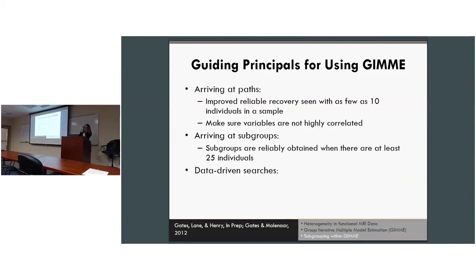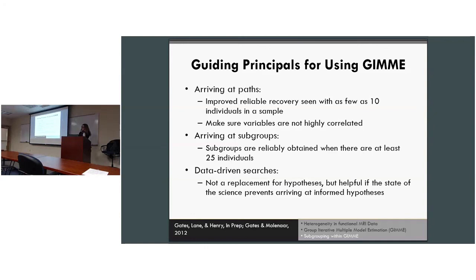And then arriving at subgroups, it seems to work very well for at least 25 individuals. Data-driven searches, I always get in trouble, so just to preempt anybody's question of, well, what about hypotheses? I'm not saying that we shouldn't have hypotheses as a science, but sometimes it's helpful to have these data-driven searches. I'm not saying that these are a replacement, but they could certainly help in forming hypotheses or guiding our searches for finding replicability.